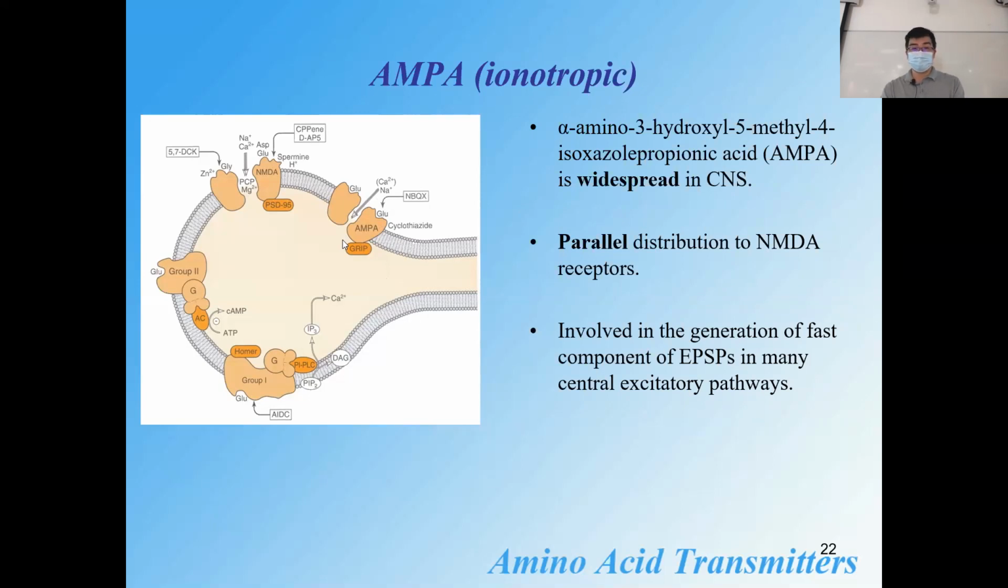Once the depolarization is enough, that will unblock the magnesium in the NMDA receptors, and then the NMDA receptors will function and transmit the signal into the neurons, okay? So that's the reason why AMPA is also very important in glutamatergic transmission.